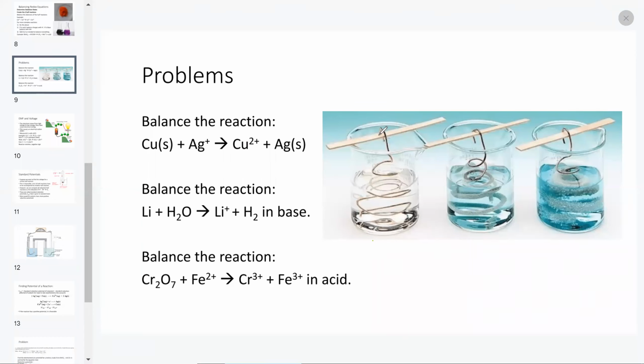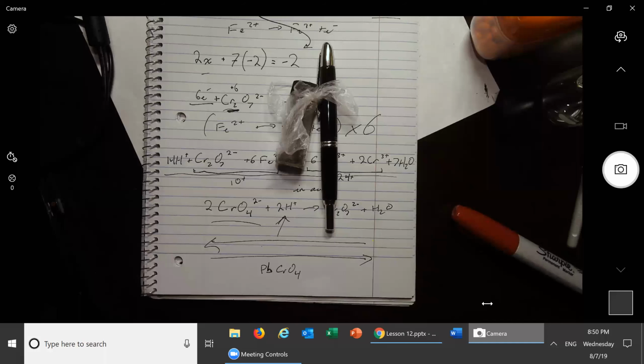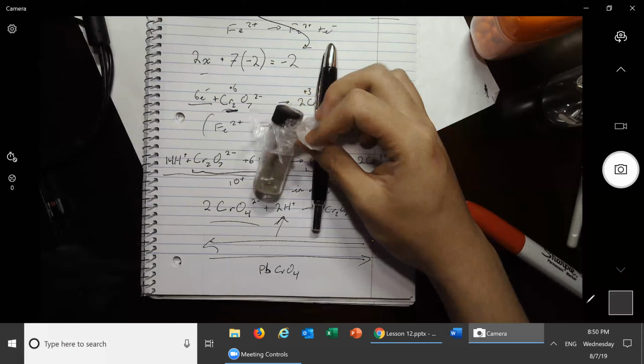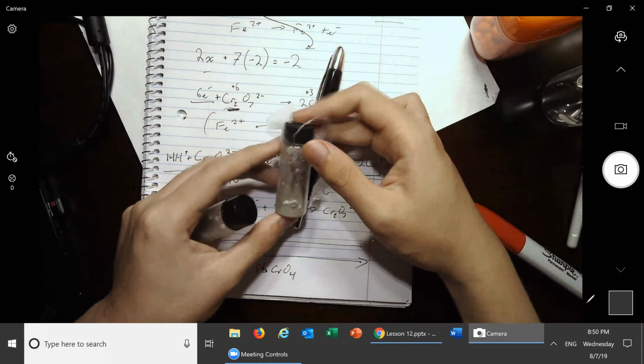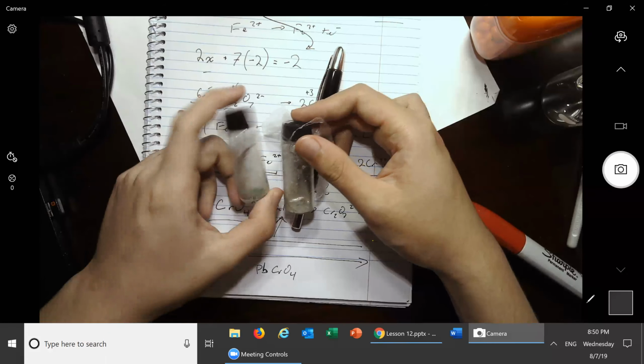So I have a nice picture here. So you can see we have a copper wire, and we've put it in a solution of silver nitrate. So we have silver ions in the beaker. I actually have a thing of this. I did this a long time ago. If we go to the camera, you see I have this vial here, and there's a copper wire in there, and there's some silver powder, and here's another one. So that's that reaction.